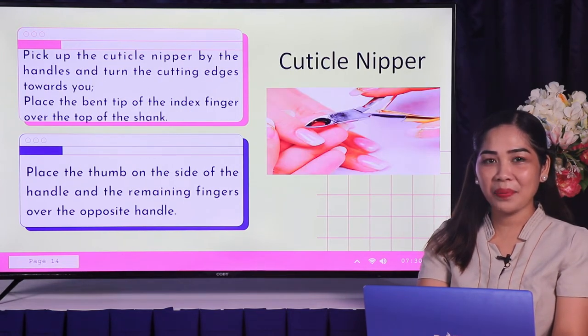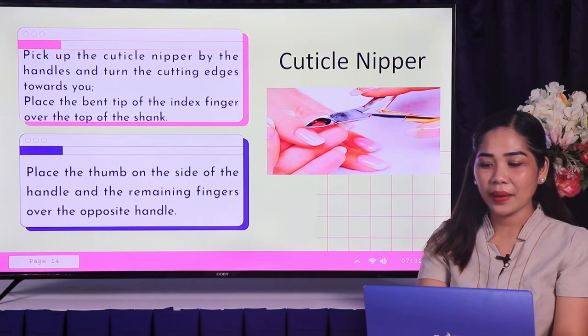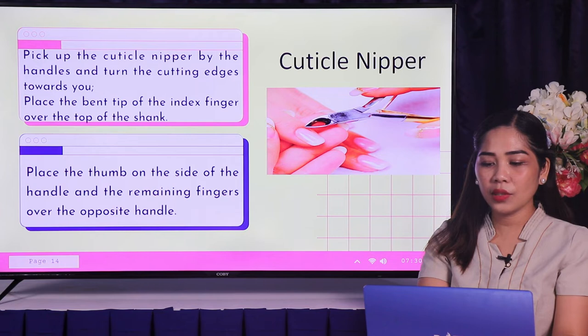Next is the nail nipper. In using it, pick up the cuticle nipper by the handles and turn the cutting edges towards you. Place the bent tip of the index finger over the top of the shank. Then, place the thumb on the side of the handle and the remaining fingers over the opposite handle. Use it with utmost care to remove dead cuticle and hang nails so as not to injure live tissue.